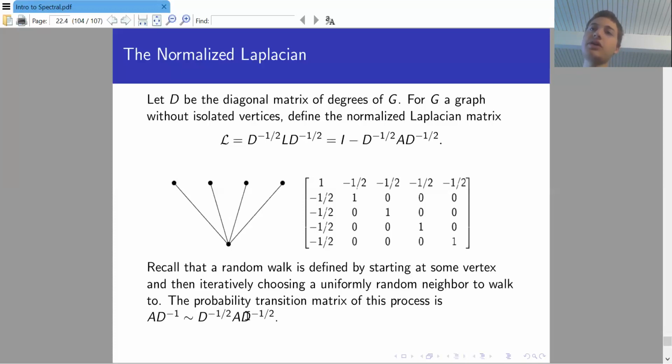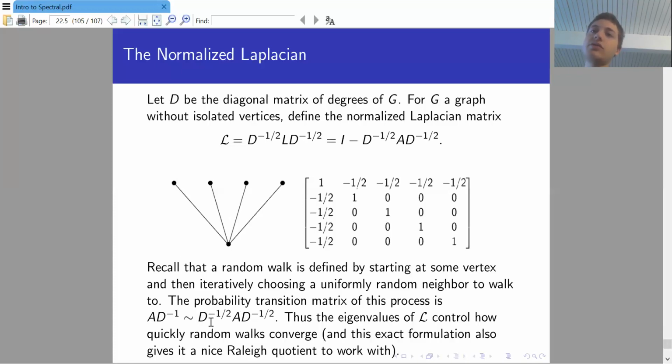And you'll note that this matrix here is exactly the matrix that shows up in the normalized Laplacian. So this was related to the normalized Laplacian by a linear combination of it and the identity matrix. As such, the eigenvalues of the normalized Laplacian are basically equivalent to the eigenvalues of your probability transition matrix. Because of this, it can be used to help control how quickly a random walk converges to the limiting distribution.